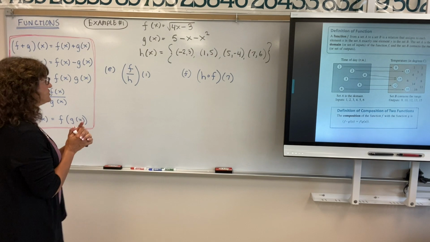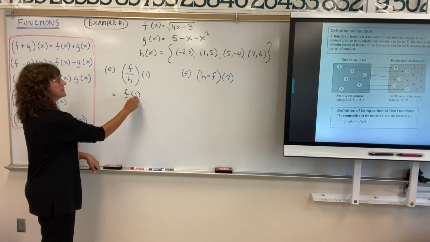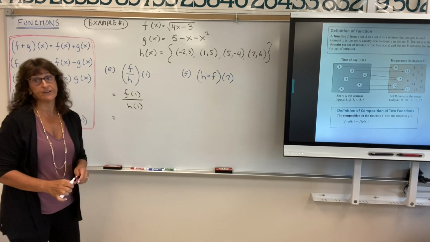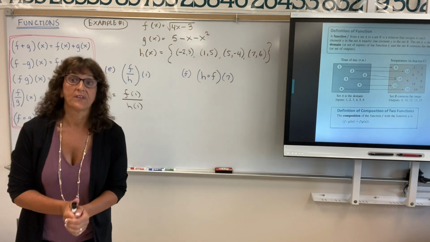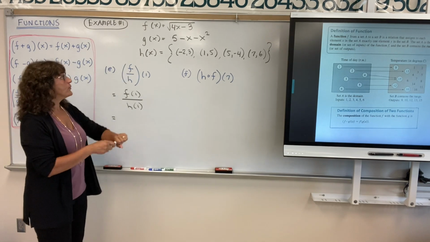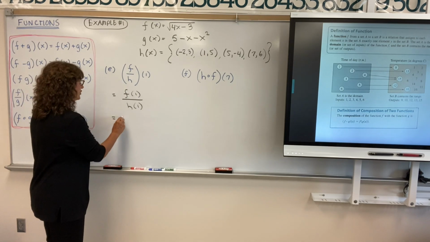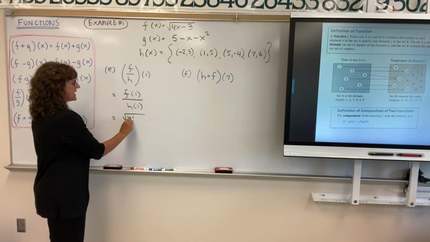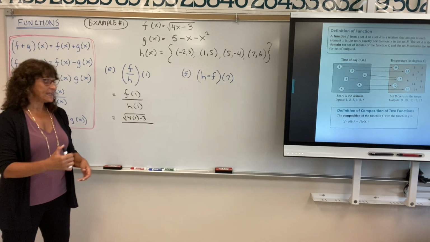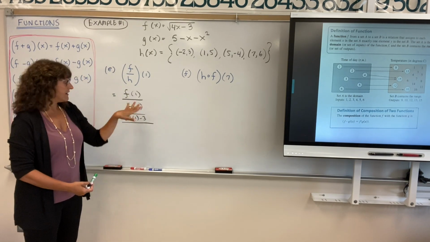Let's look at the division. We can rewrite this as f of 1 over h of 1, and then we just need to evaluate the numerator and the denominator, each one. So f of 1: the f function is our radical function. We write our radical function down, but replace the x with 1. So your numerator is going to be the radical of 4 times 1 minus 3. There's the numerator. For the denominator, we want h of 1. The h function is your ordered pairs. How does this work?